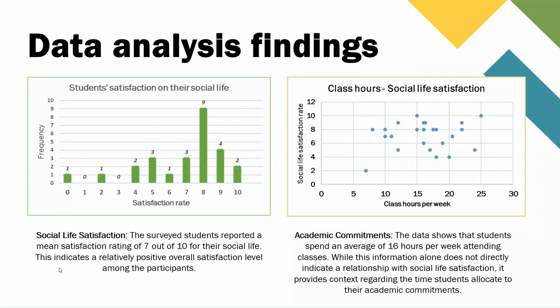This indicates a relatively positive overall satisfaction level among the participants. The second question that we asked was about the class hours per week. The data show that students spend an average of 16 hours per week attending classes. This information alone does not directly indicate a relationship with social life satisfaction, but it provides the context regarding the time students allocate to their academic commitments.